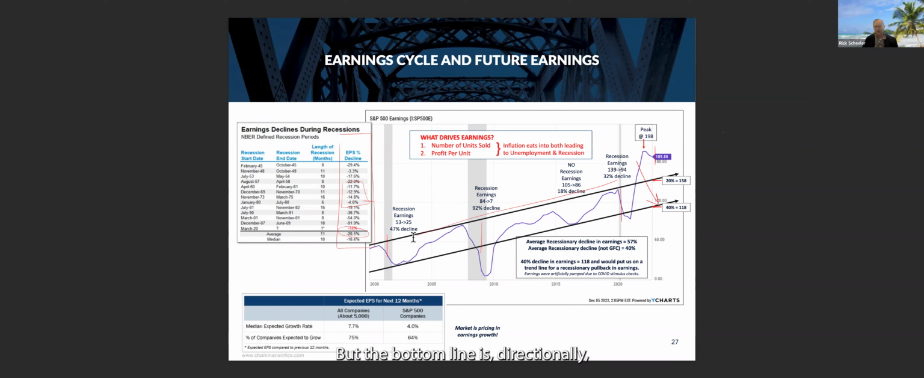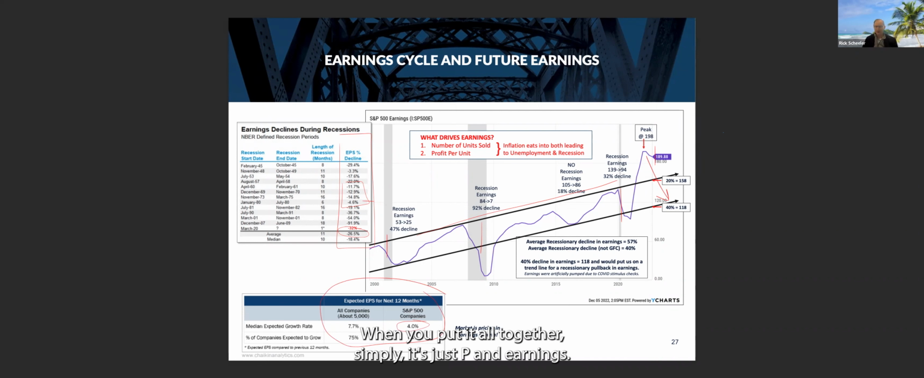But the bottom line is, directionally, it's hard to see a situation where in the short term earnings go up. It seems all the scenarios point to earnings being leveled down. And you can see that they've already started declining. So the market is still pricing in earnings growth. You can see the market is still expecting earnings to grow by 4% on the S&P 500 in 2023. So that's been revised down, and I would expect it to continue being revised down.